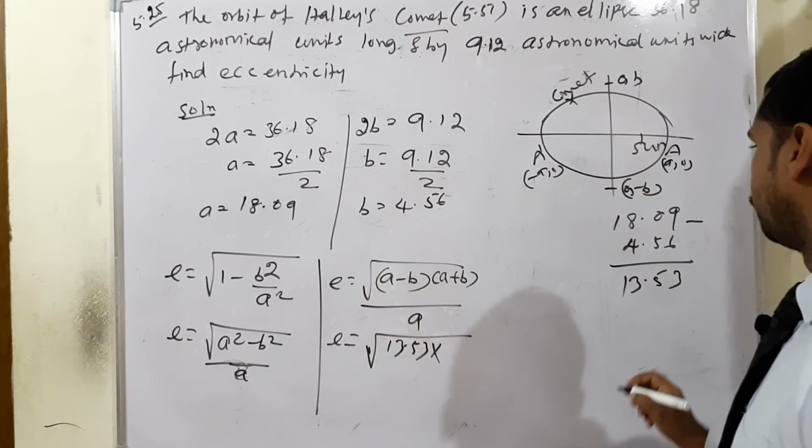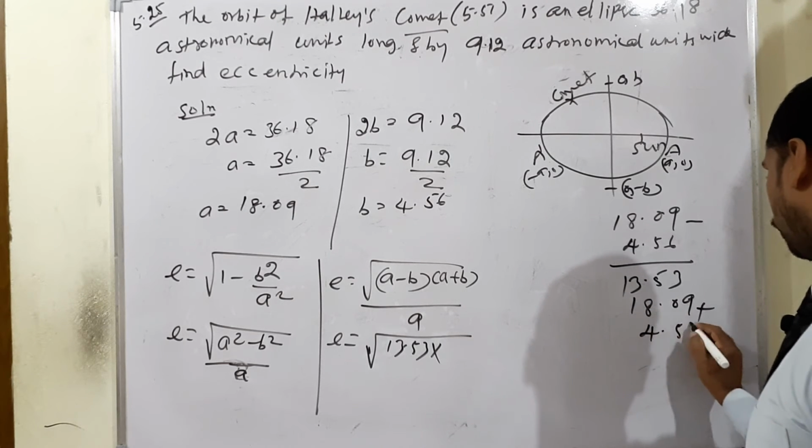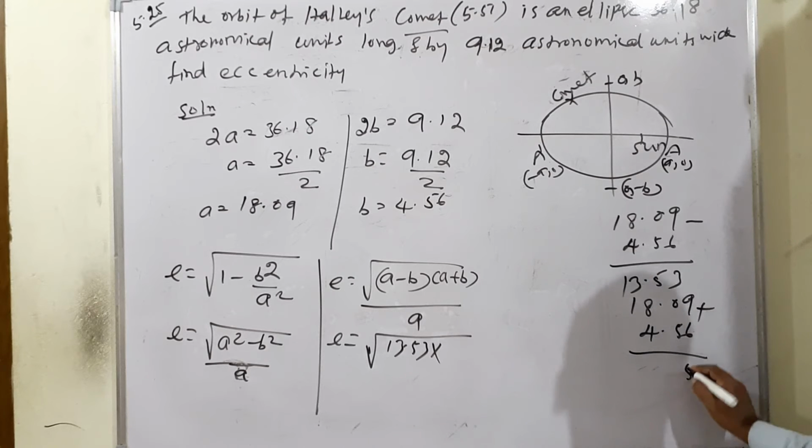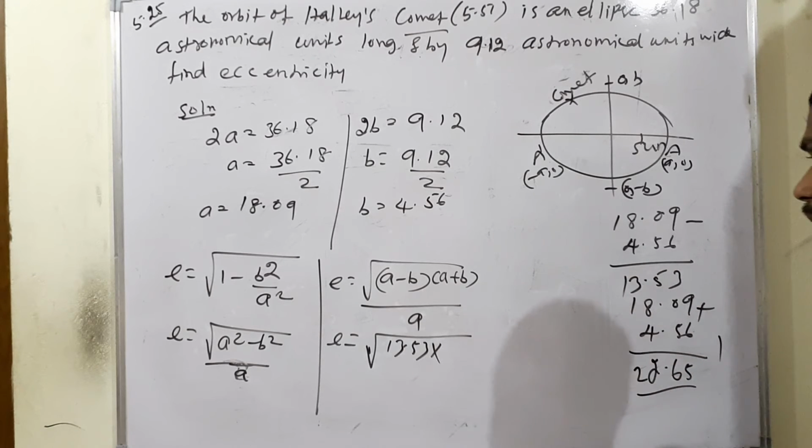13.53 into A plus B. So 18.09 plus 4.56. 9 plus 6 is equal to 15. 1. 5 plus 1 is equal to 6. 8 plus 4 is equal to 12. True, 1. So 22.65.